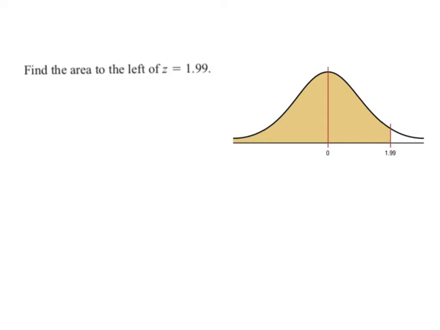Now, in this particular case, am I trying to find the area to the left of the z-score or to the right of the z-score? To the left. Which means all I've got to do is look this up in the table, and the corresponding value is the answer. Okay? It's that simple. So, now the question might be for you, how do I read the table? And that's what I'm going to show you how to do next.